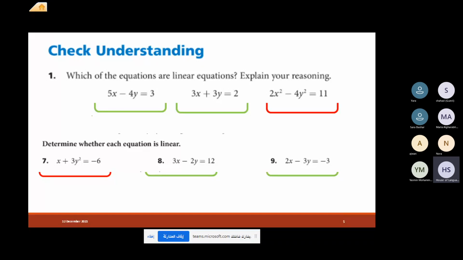So the green ones are linear. The red ones are non-linear. Okay? Anyway, it's something like this.